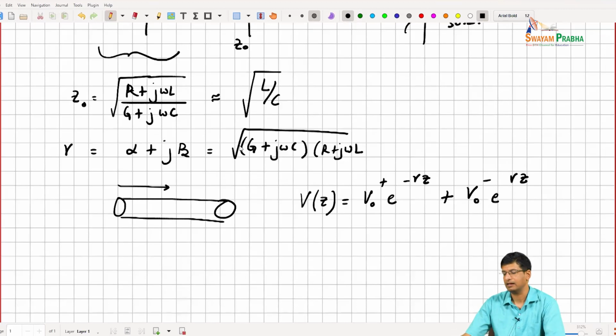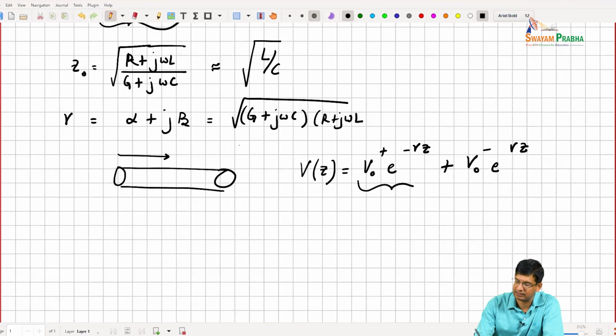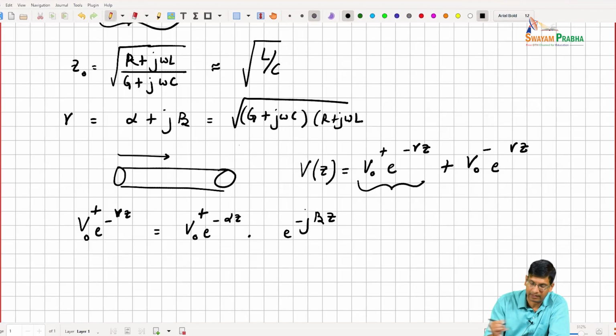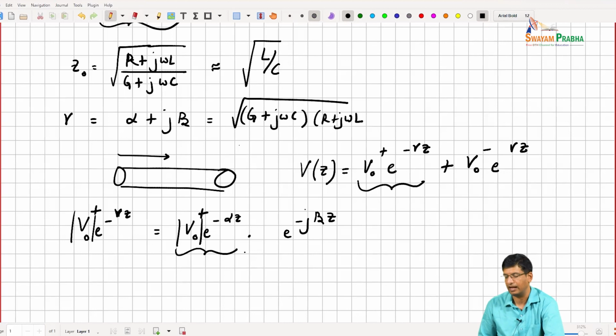What does this mean? This means that if I just take this forward wave alone, V0 e to the power minus gamma z is V0 e to the power minus alpha z times e to the power minus j beta z. So what is happening here is that the magnitude of the wave is getting attenuated as we travel down the line, and this represents the phase shift in the line or the delay in the line.